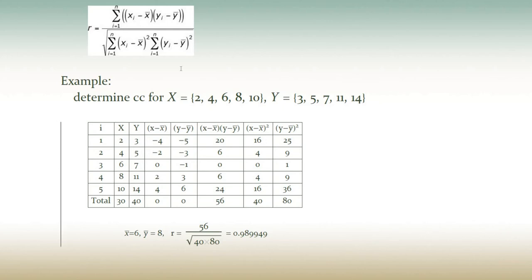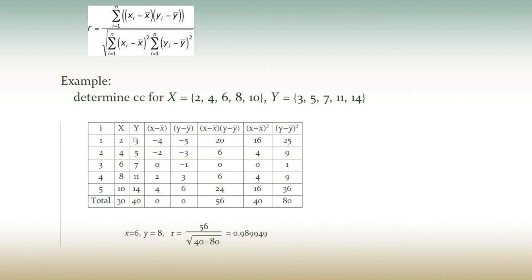So now in my formula, I need the product of these differences from the mean. Minus 4 times minus 5 is 20. Minus 2 times minus 3 is 6. 0 times anything is 0. 2 times 3 is 6, and 6 fours are 24. So these are the elements, the product of the differences or residuals that I add up to get the numerator value. So add these up, I get 56. That's what goes in the numerator according to this formula.